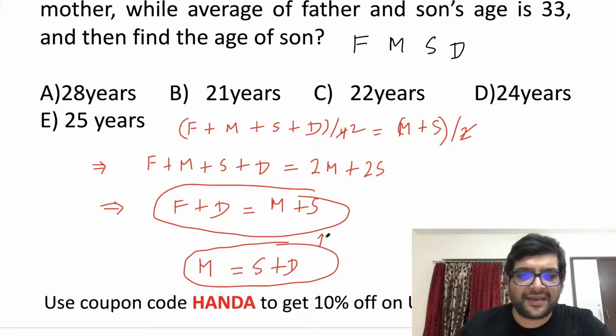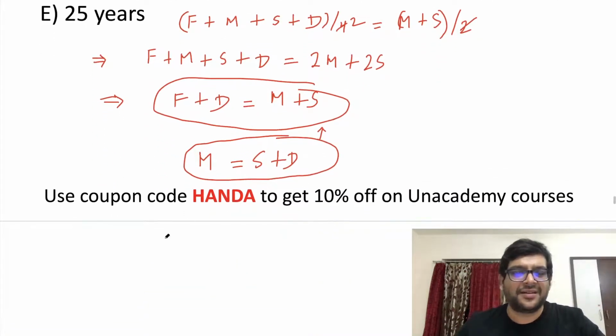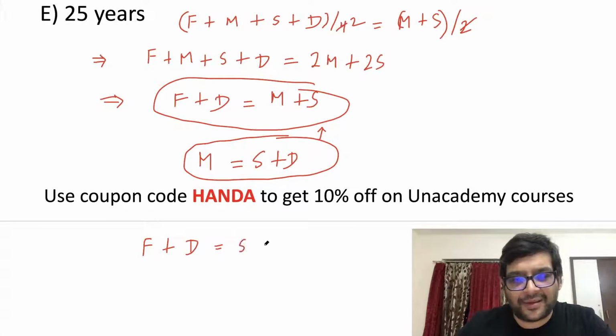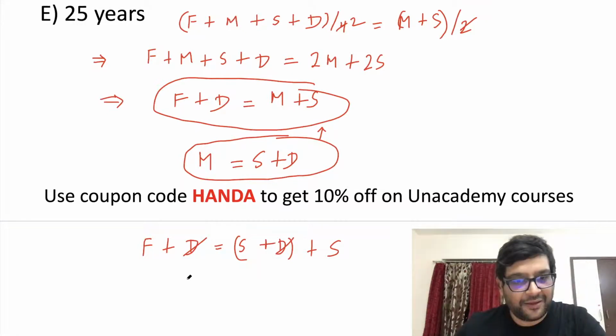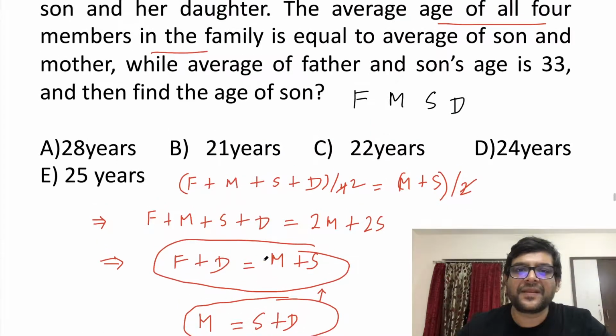Let me put that equation in here. So what will I have? Father plus daughter. Now mother is son plus daughter, and then I have son again. Daughter cancels. So I effectively have father is twice of son.